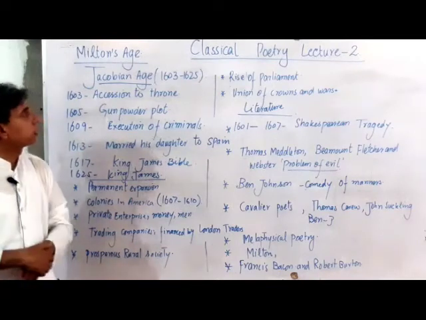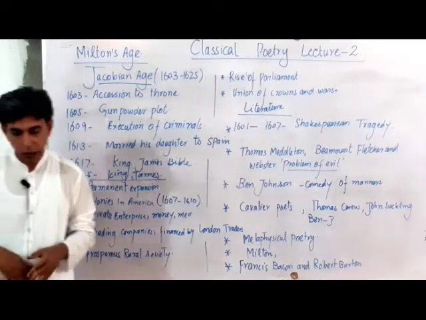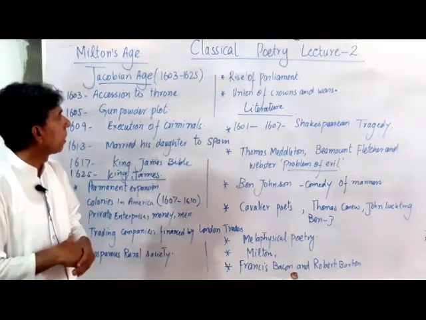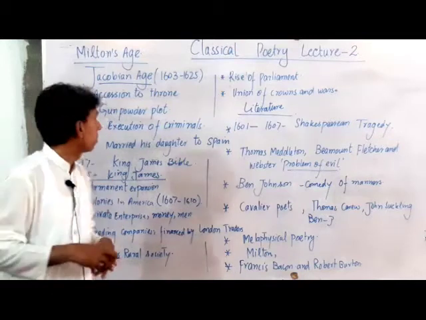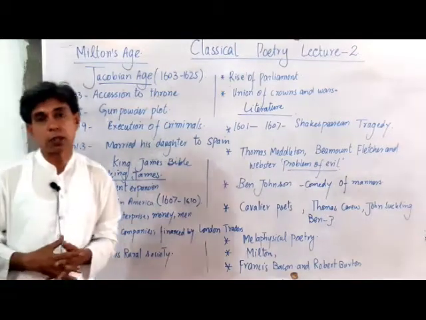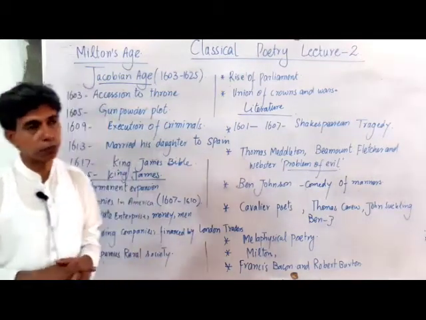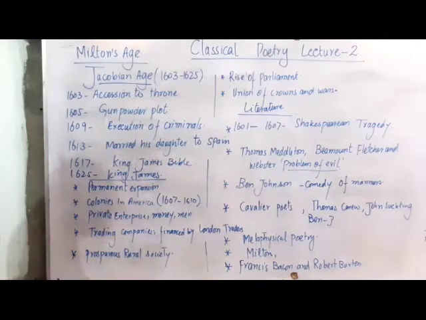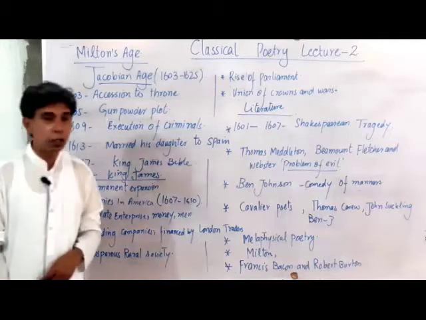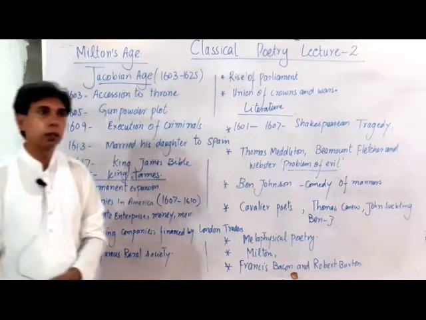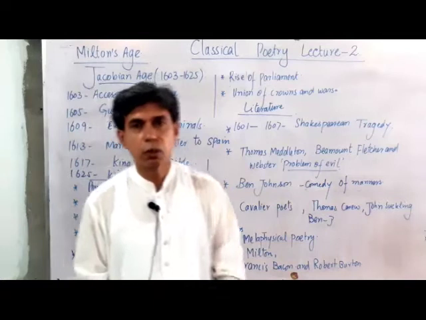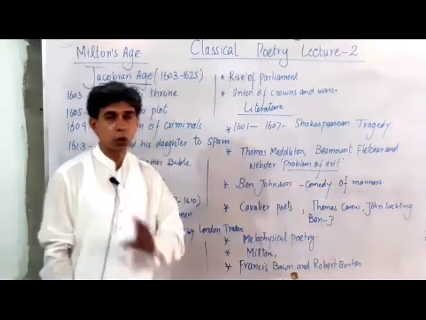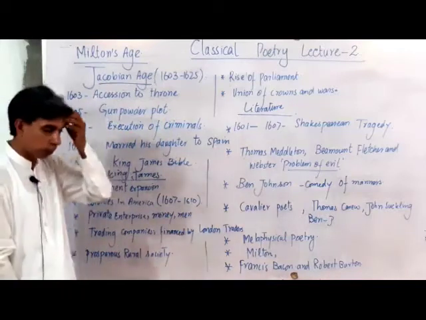Okay, students, this is lecture number 2 pertaining to our classical poetry belonging to second semester of BS English. I am going to discuss Milton's age. When we talk about Milton's age, it is divided into two parts: Jacobean age and Caroline age.